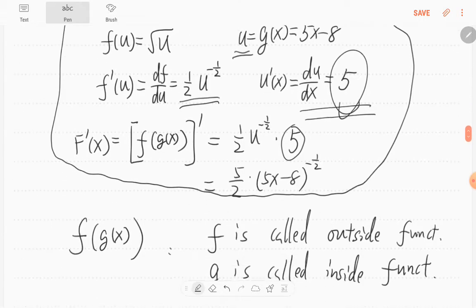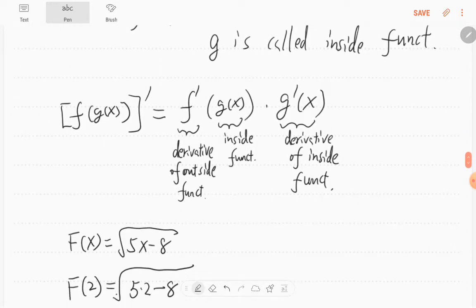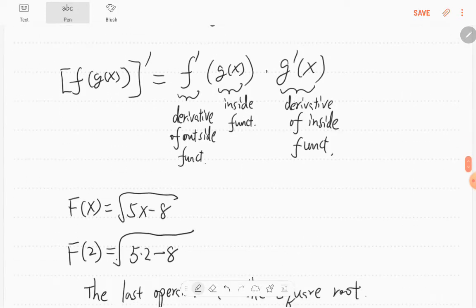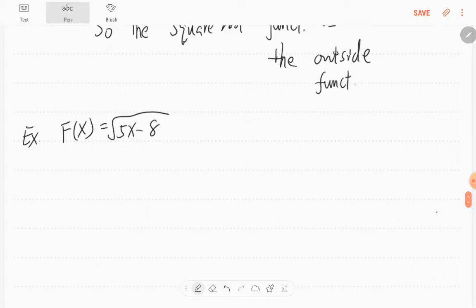So we use the idea of the inside function and outside function. The derivative of the composite function is the derivative of the outside function, then plug in the inside function, then times the derivative of the inside function. Okay, so we use this way to calculate this one quickly. So here we rewrite this square root as the power.